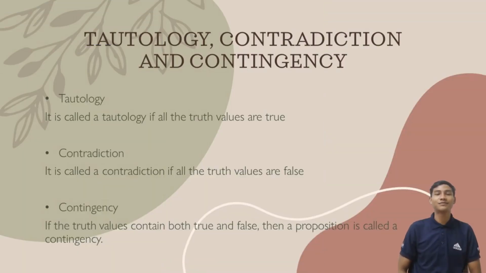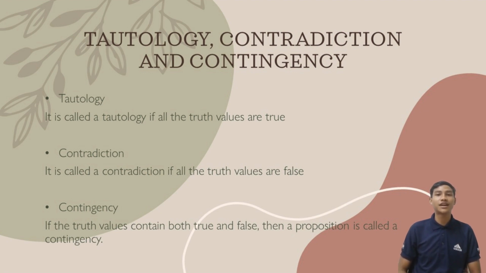I will explain about tautology, contradiction, and contingency. First is tautology. Tautologies are statements that are always true. For example, either it will rain tomorrow or it won't.